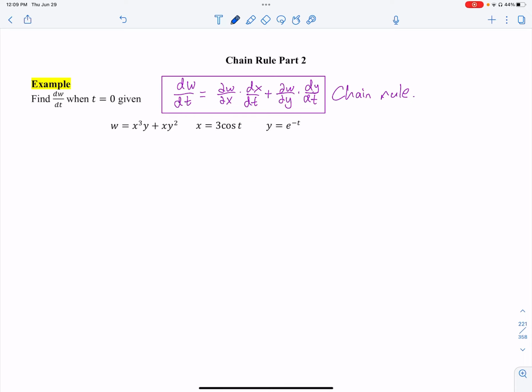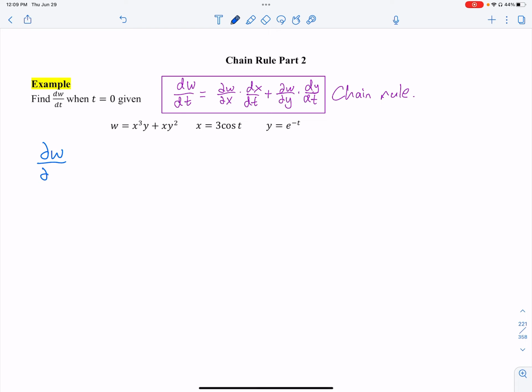In this video, we'll continue our discussion of the chain rule. I gave the formula at the top, so we're just going to run through another example. So we have W that's expressed in terms of X and Y. Then we have X and Y, which are in terms of T. They want us to find dW/dt. So I need to find each part that is in my formula there.